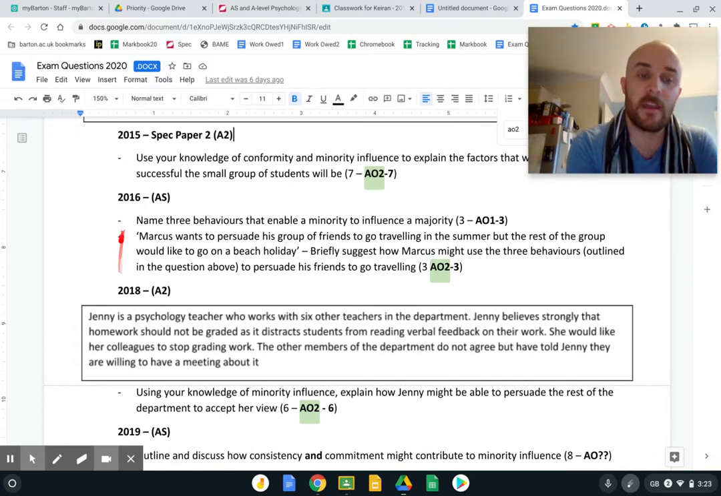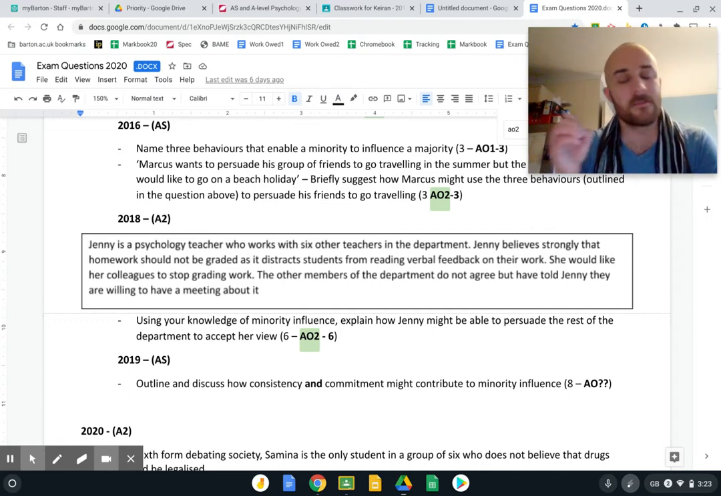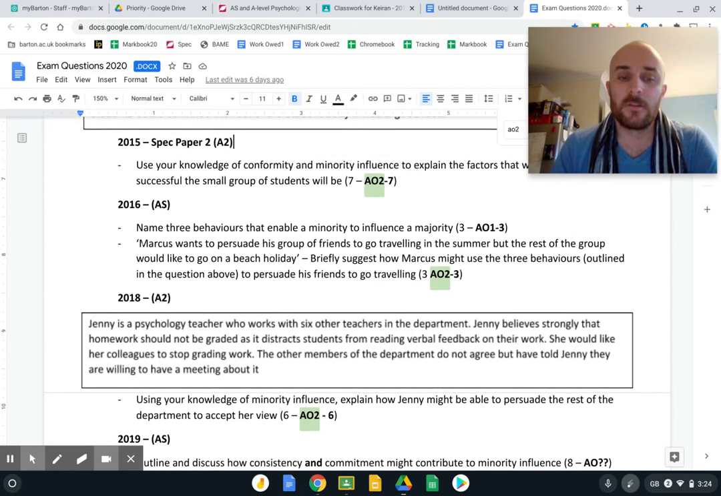The other one, which I'm going to go into a bit more detail and give you a bit more example, is this one just here. Again, there's loads. Look, AO2, 6 marks. There are parts of the spec where AO2 comes up a lot, and social influence is one of them. Marcus wants to persuade his group of friends to go traveling in the summer, but the rest of the group would want to go on a beach holiday.